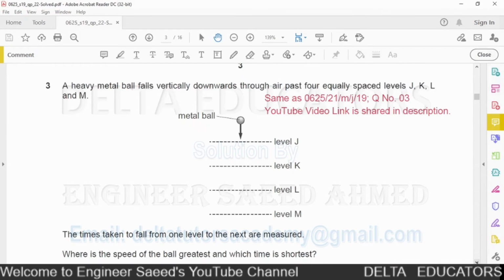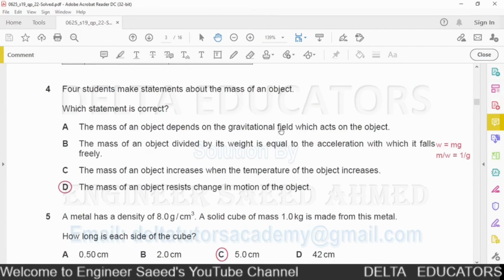Question number 3 is again same as in paper 2 variant 1. Question number 4. Four students make a statement about the mass of an object. Which statement is correct? Option A.